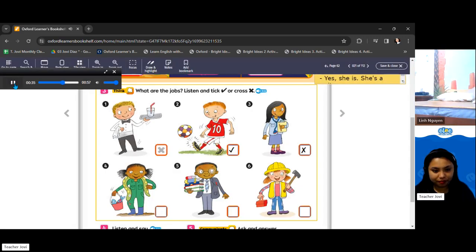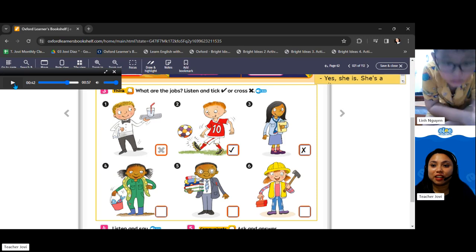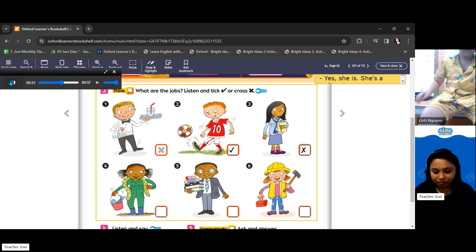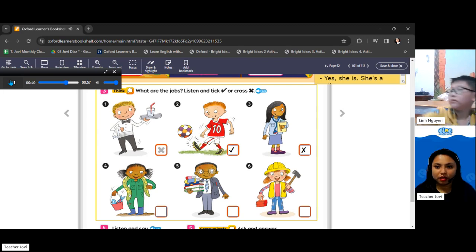Next, number four. Is she a zookeeper? Yes, she is. So what is our answer, number four, George? Is she a zookeeper? Yes, she is. Five. Is he a cook? No, he isn't. Cross.